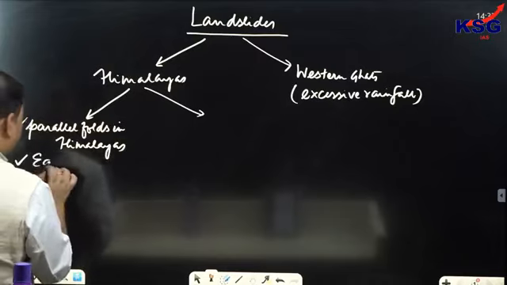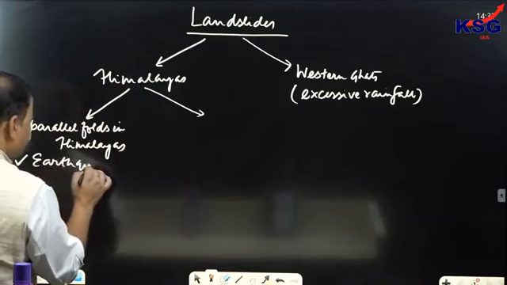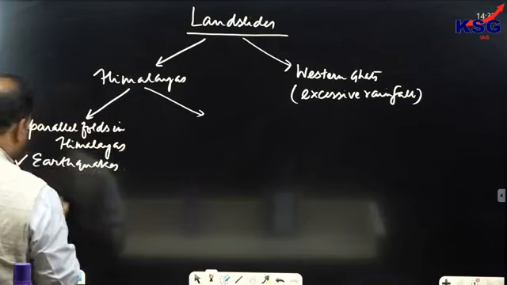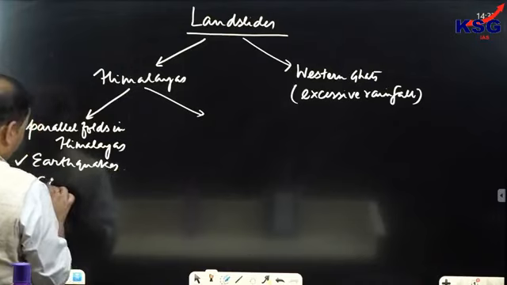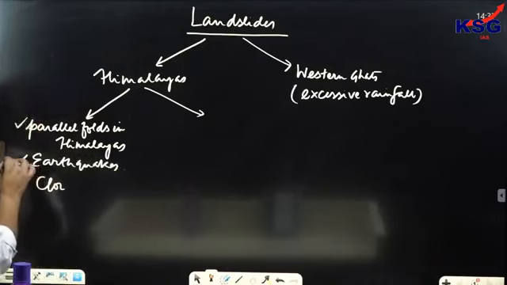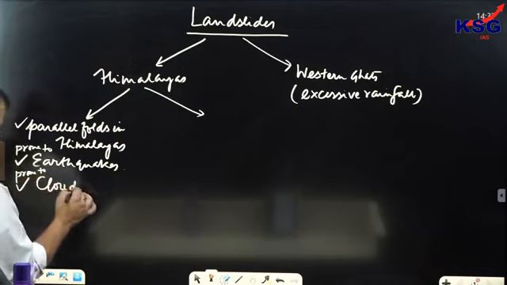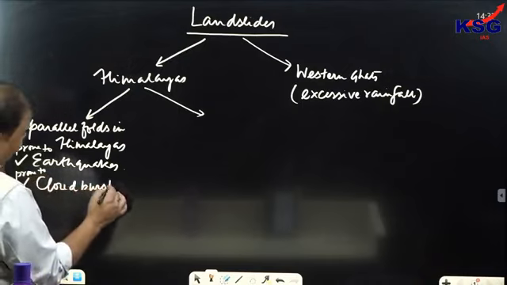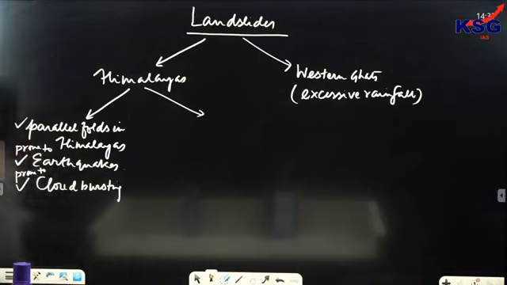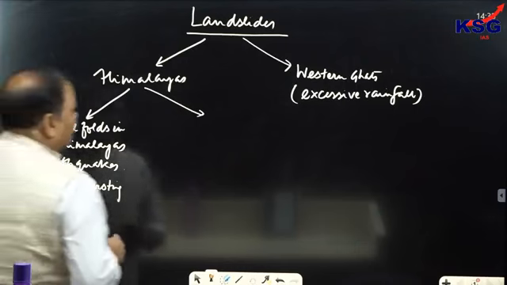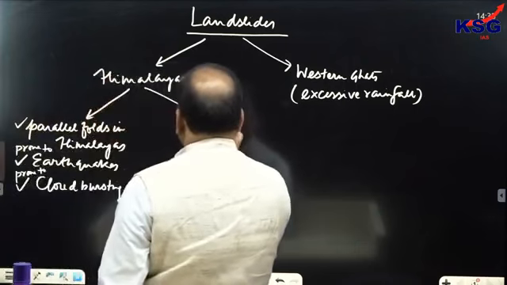Himalayas are also prone to earthquakes. Earthquakes can result in landslides. Himalayas are also prone to cloud bursting. Now, cloud bursting can also result in landslides. So there are three natural factors one can say: 1, 2, 3.